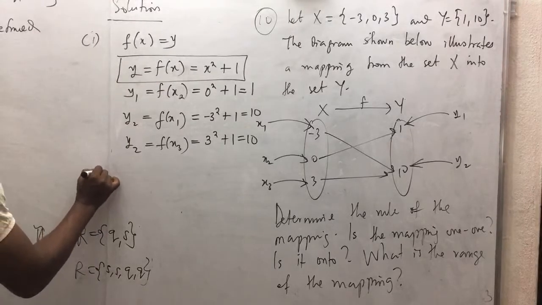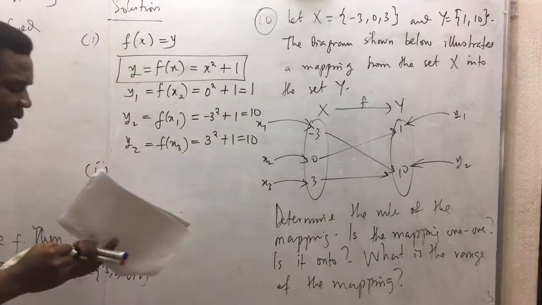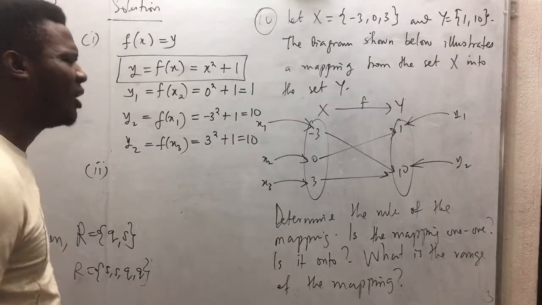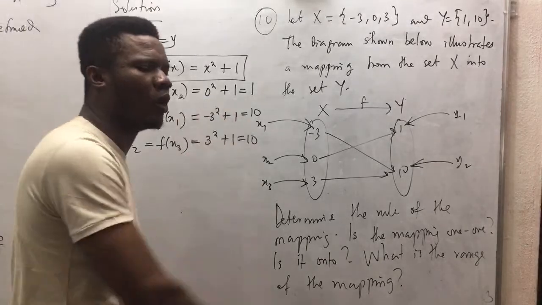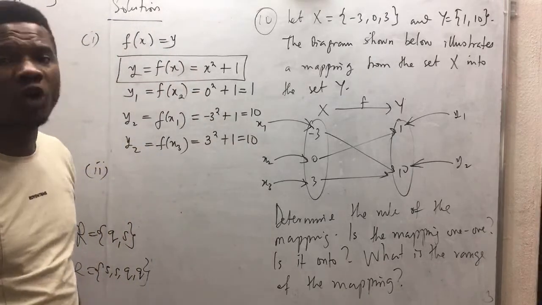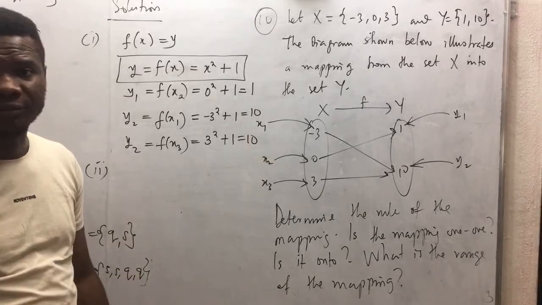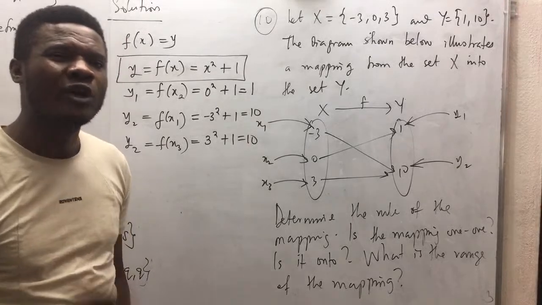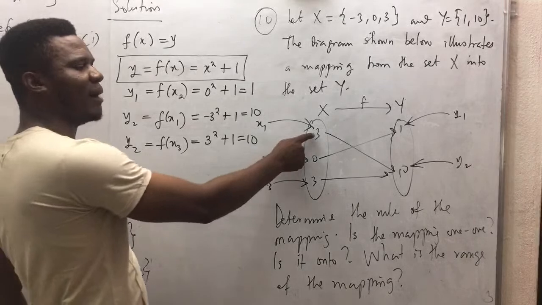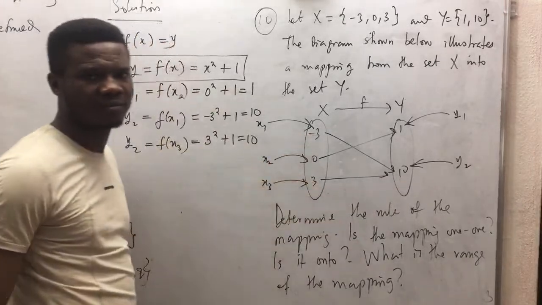Now, let's go to II, the next question. The next question demands to know if the mapping is 1-to-1. Guys, is this mapping 1-to-1? Clearly, the mapping is not. This mapping is not 1-to-1. For a mapping to be 1-to-1, no elements of the domain must share an image. But you will notice that minus 3 and 3 are sharing an image, 10.